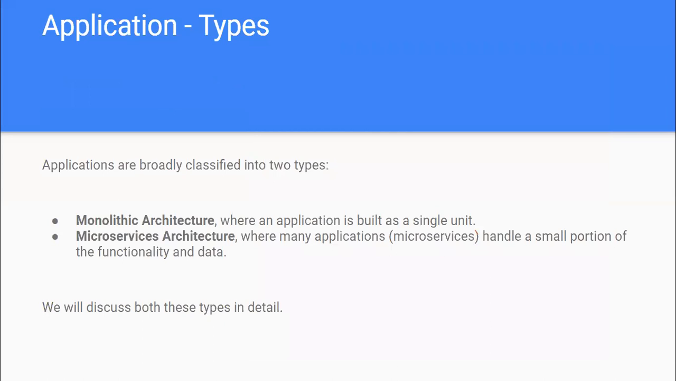So now, what are the application types? Applications are broadly classified into two types. First one is monolithic architecture, and second one is microservice architecture. Monolithic architecture is when an application is built as a single unit, and microservices, as we discussed earlier, is where many applications handle a small portion of the functionality and data. We will be discussing both these types in detail in a later part of the video.